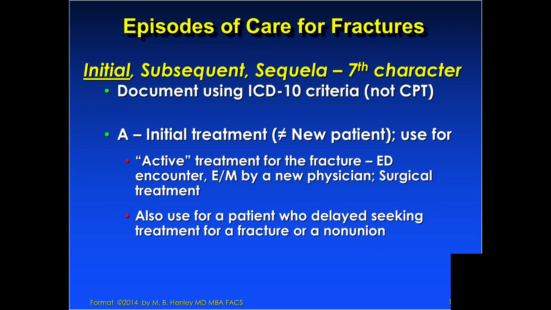If you see that patient every day in the hospital and don't operate, it's still actively treating that patient. And you also use it for a patient who delays seeking treatment. So even if the patient has been seen by you in your practice within the last 3 years, which would be a CPT established patient, the A would be appended to the diagnosis code, even though the CPT code would say established. So divorce the ICD-10 characters A, D, and S from CPT new and established. They're not at all related.